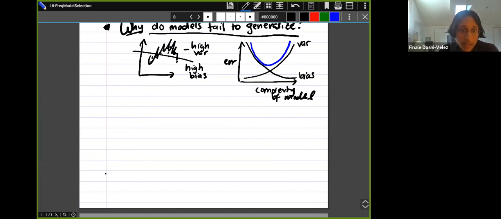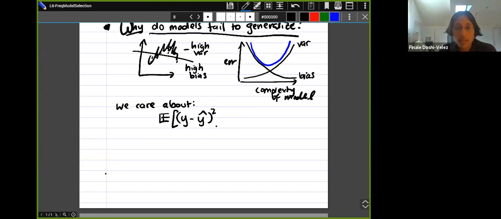All right. So what we care about is the expectation over y minus this hat y. Let's suppose we're in a squared error setting. Let's say that this is the thing that we are interested in, and this expectation is over all y's that we could draw here, for some particular location x.